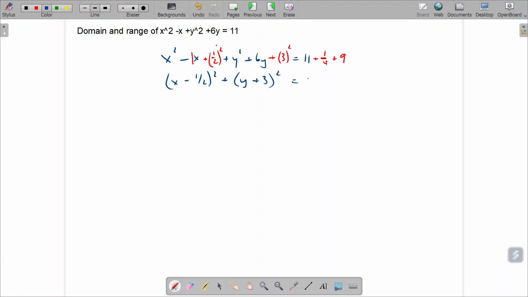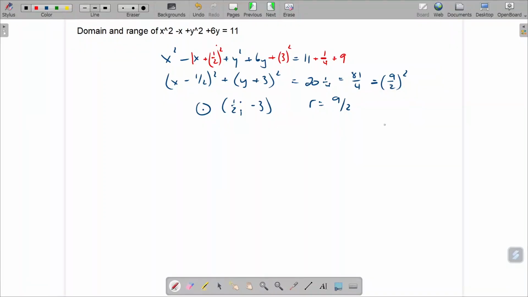equals 20 and 1/4, which I prefer to write as 81/4 because it makes it easier to see what we need to do for this question. And so now what I have is a circle whose center is at a half and minus 3, and whose radius is going to be 9/2 because 81/4 is 9/2 squared.